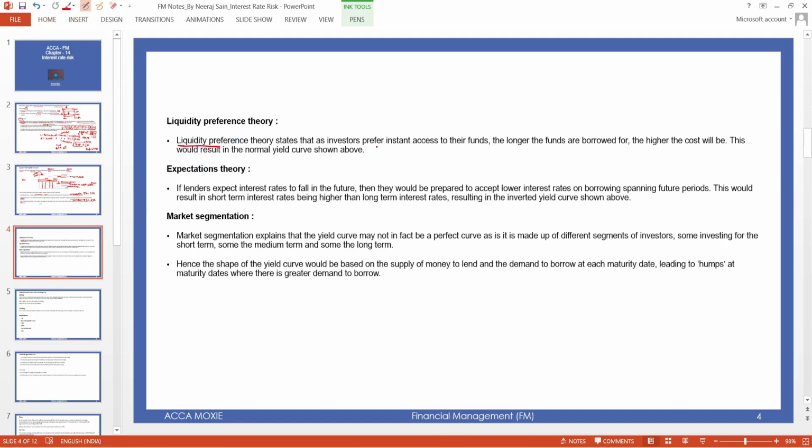Liquidity preference theory states that investors prefer instant access to their funds. The longer the funds are borrowed, the higher the cost will be. It means normally. Expectation theory means investors expect interest rates to fall in future, so they will be prepared to accept a lower interest rate, short-term interest rate, resulting in an inverted yield curve. Market segmentation: different segments of investors, sometimes short, medium, and long term. The yield curve should be based on demand and supply, so humped at the maturity dates when there is greater demand to borrow.